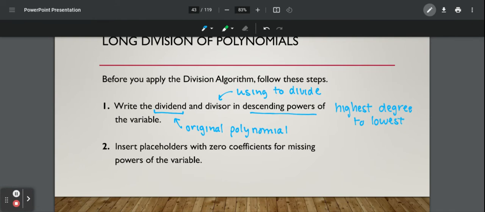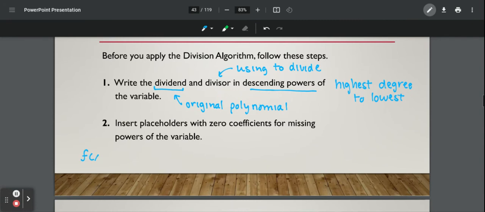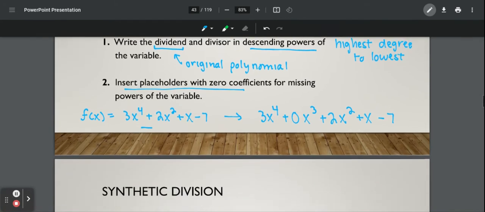And then if you're missing any terms, let's say we had f of x equals 3x to the fourth plus 2x squared plus x minus 7. If you were putting that in order, it would already be in order, but this part, inserting placeholders with 0 coefficients: if you notice, we don't have an x cubed, so you would actually want to write this as 3x to the fourth plus 0x cubed plus 2x squared plus x minus 7, because then it helps to hold the place when you're doing that subtraction, and it will help us in this next thing with synthetic division as well.